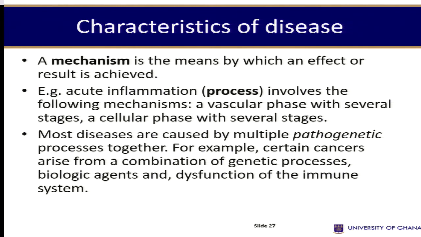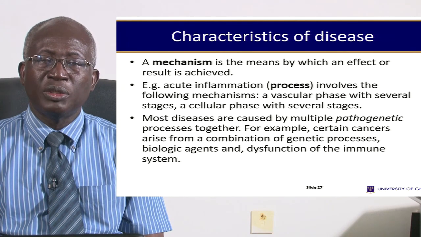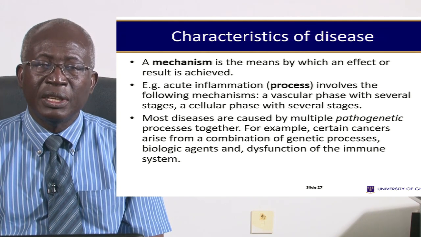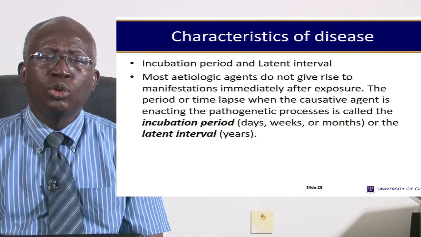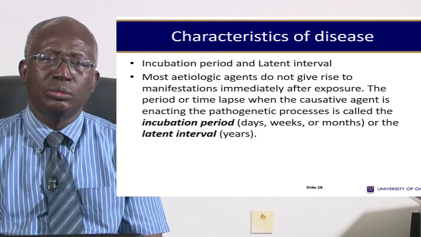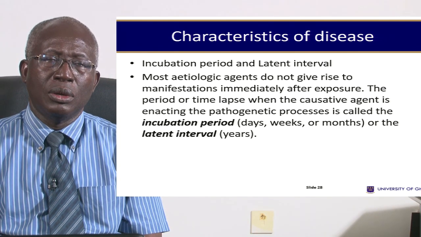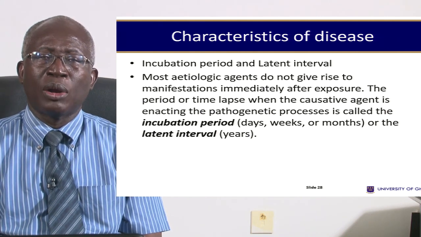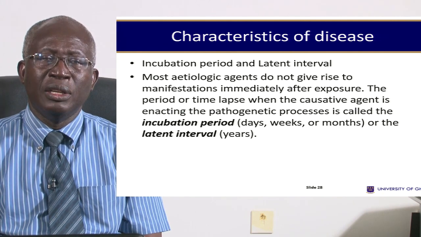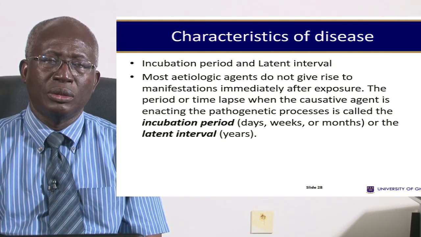Most diseases are caused by multiple pathogenetic processes. For example, certain cancers arise from a combination of genetic processes, biological agents, and dysfunction in the immune system. So, what is the use of pathogenesis? First, let's see what we come across when we are dealing with bacterial infections.